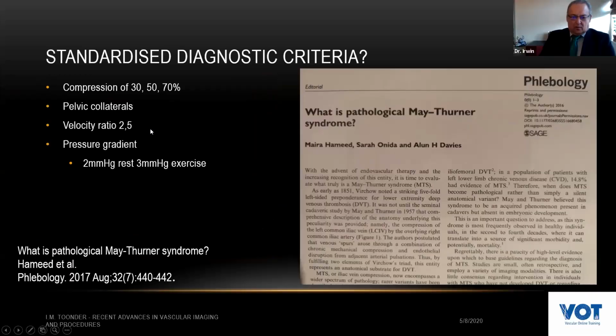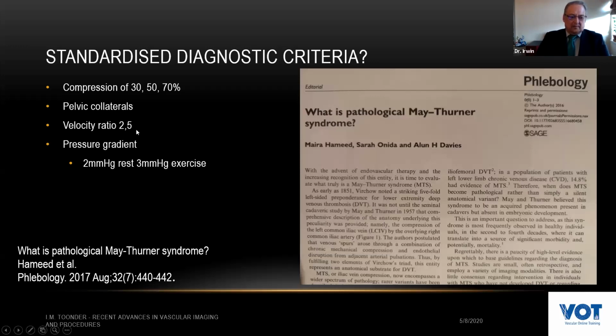And then we have to ask ourselves, what is a pathological May Turner syndrome? And this was a nice paper done in the Davis group. And what they were saying, okay, well, May Turner, yes, what are the criteria? Well, once again, he mentioned, yes, compression, it could be 30%, 50%, it could be 70%. When we have pelvic collaterals, we should be looking for, not just looking at the point of compression, we should be looking at other things. When there's a velocity ratio, like in the arterial world, when we're looking at stenotic lesions, and we could say when we have a velocity ratio of 2.5 times the velocity, then we're talking about a significant lesion.